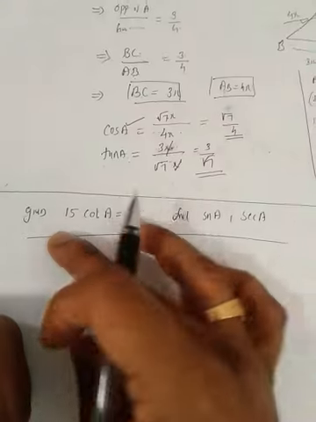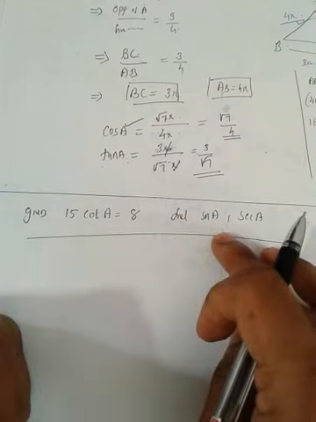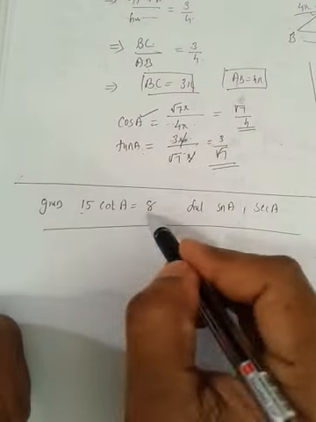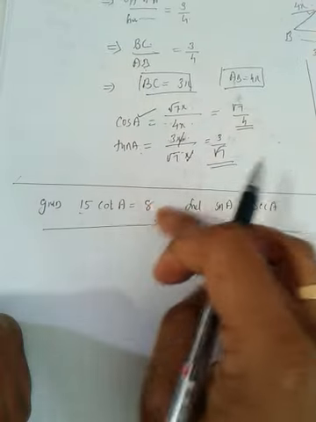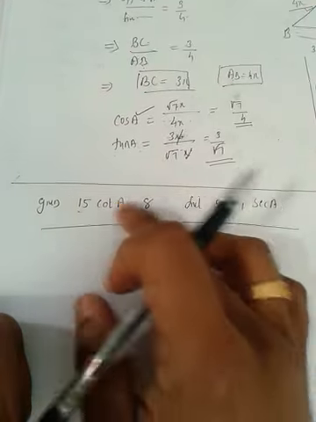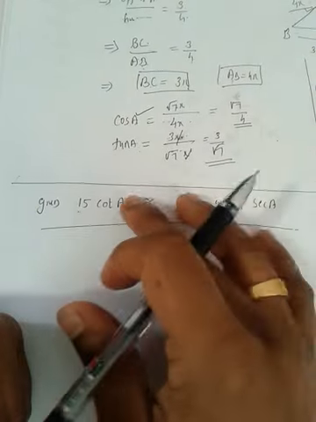Okay. See, given 15 cot A is equal to 8, find what? Sin A and sec A. This is the question. This is the given thing. This is a little bit different question. At first look you may feel this question as different, but this question is the same as the previous one.